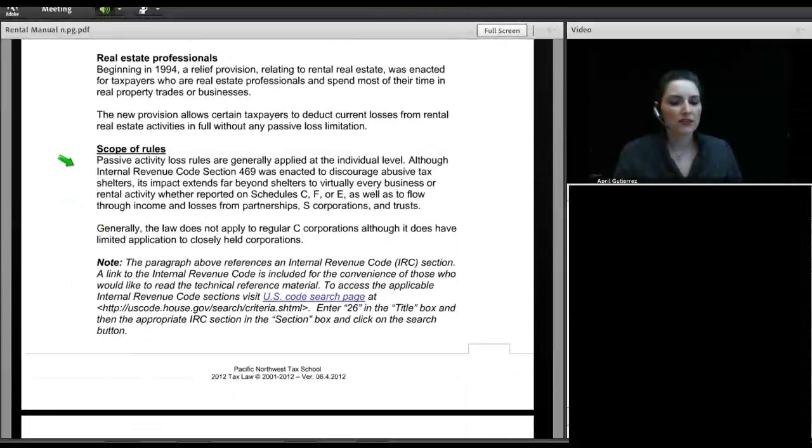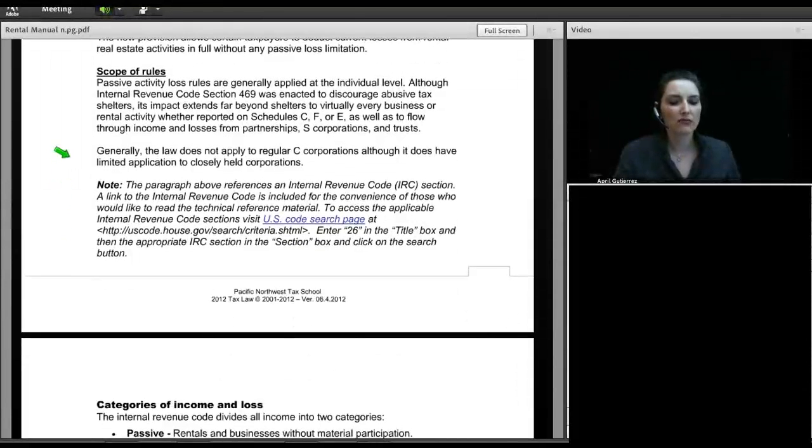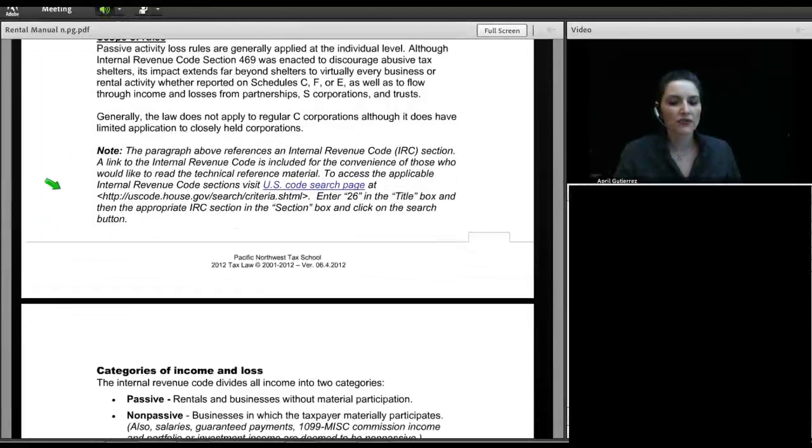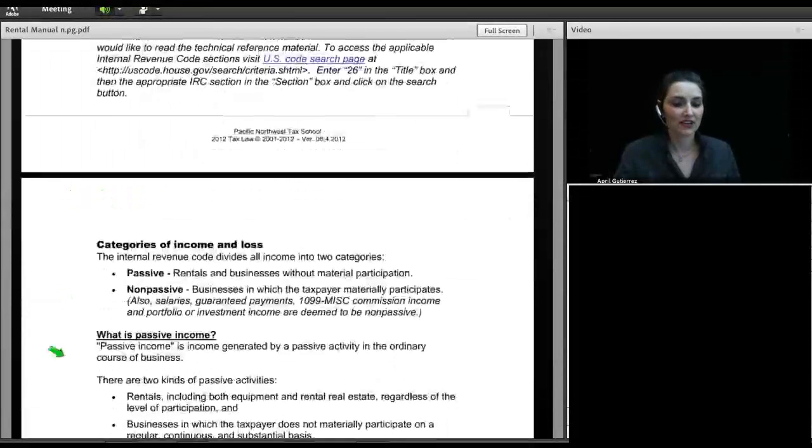The passive activity loss rules are generally applied at the individual level. Although Internal Revenue Code Section 469 was enacted to discourage abusive tax shelters, its impact extends far beyond shelters to virtually every other business or rental activity, whether it is reported on Schedule C, F, or E, as well as to flow-through income and losses from partnerships, S corporations, and trusts. But generally, the law does not apply to regular C corporations, although it does have limited application in closely held C corporations. Now, if you really want a gripping read, there is a link in here where you can go read the code in its entirety. Even I have not done that.